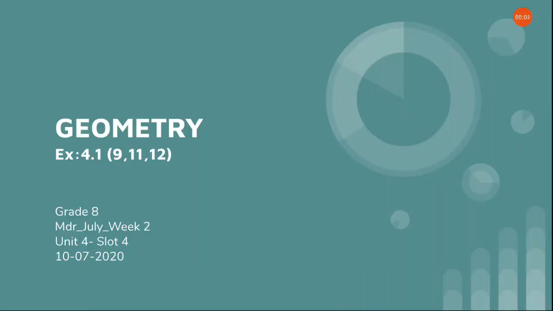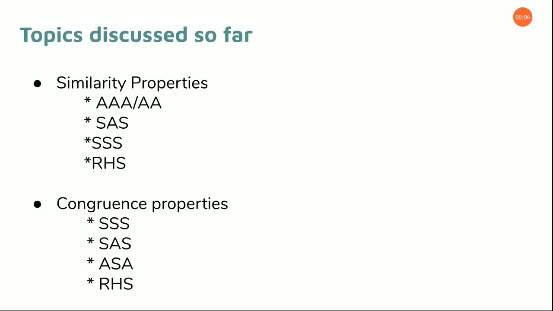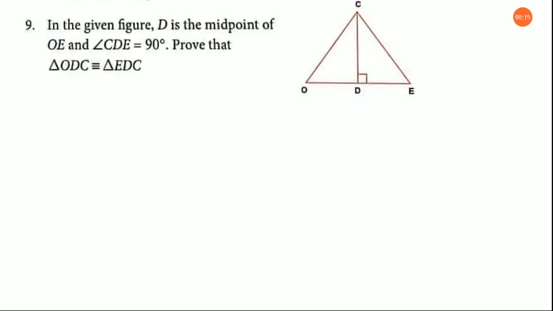Namaste children. In our previous session we learned congruence properties, that is SSS, SAS, ASA and RHS, and also we solved 3 sums, right? And based on these congruence properties only, today also we are going to solve sums. Look at the ninth question.